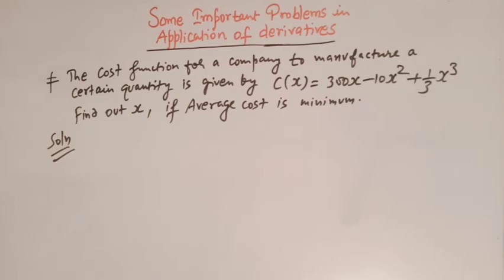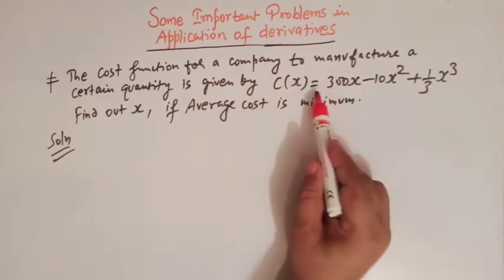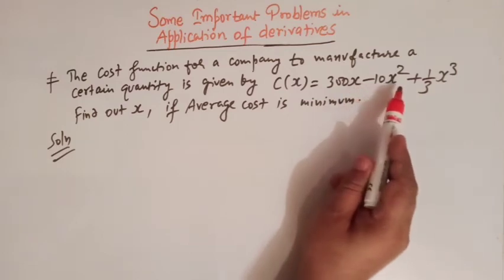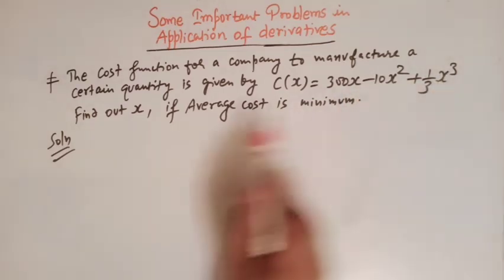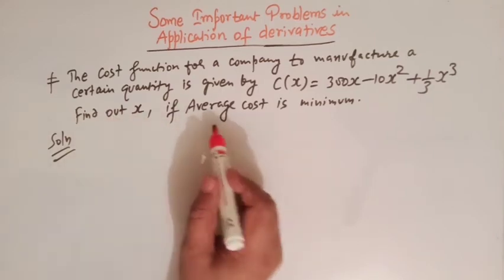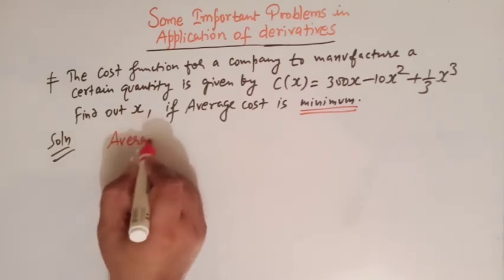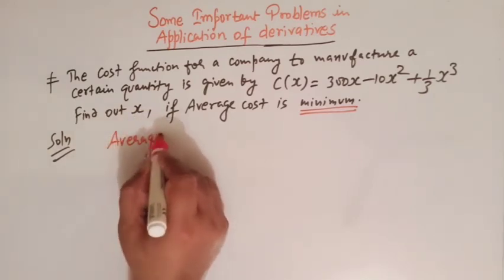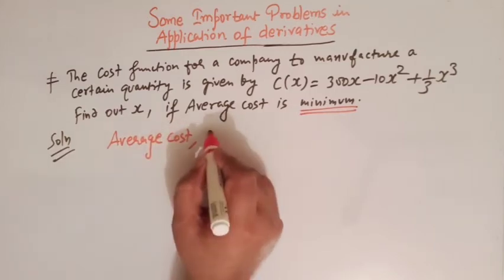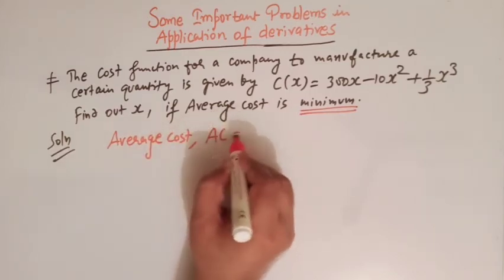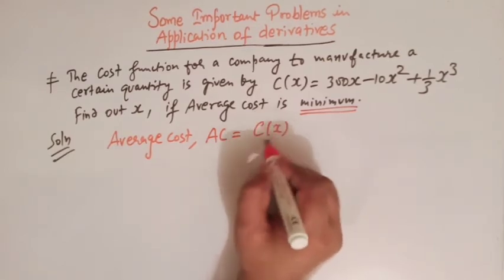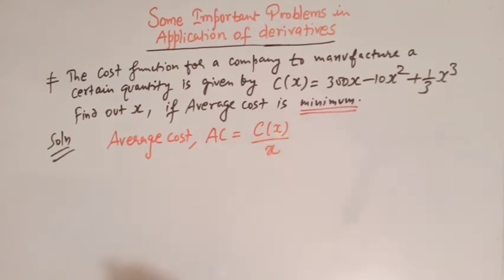Now viewers, let us take this problem. The cost function for a company to manufacture a certain quantity is given by C of x is equal to 300x minus 10x square plus 1 over 3 x cube. Now we have to find out x if average cost is minimum. So let us first see what is meant by average cost. So the average cost AC is given by C(x) divided by x, right? So this is the formula for average cost.